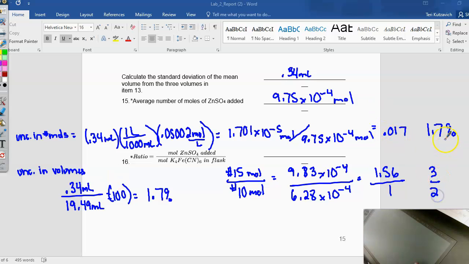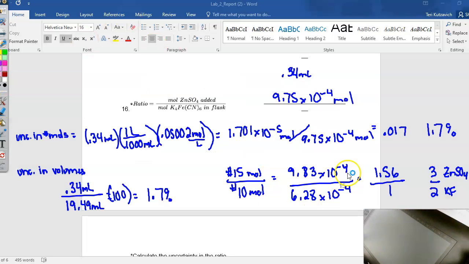When you go back and compare it to the front of your lab, you know that you're going to need 3 moles of zinc sulfate for every 2 moles of potassium ferrocyanide. So hopefully this is making a little bit more sense for you.